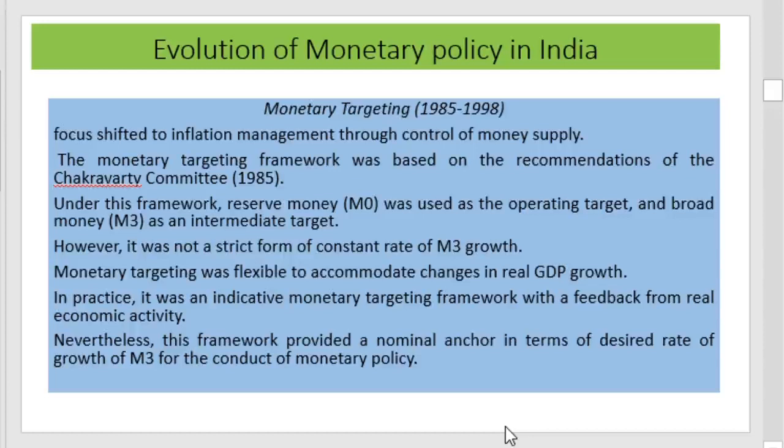However, it was not a strict form of constant rate of M3 growth. Monetary targeting was flexible to accommodate changes in real GDP growth. It was an indicative monetary targeting framework with a feedback from real economic activity. This framework provided a nominal anchor in terms of the desired rate of growth of M3 for the conduct of monetary policy.